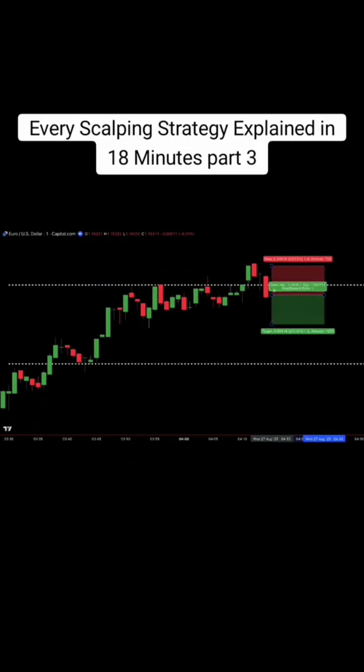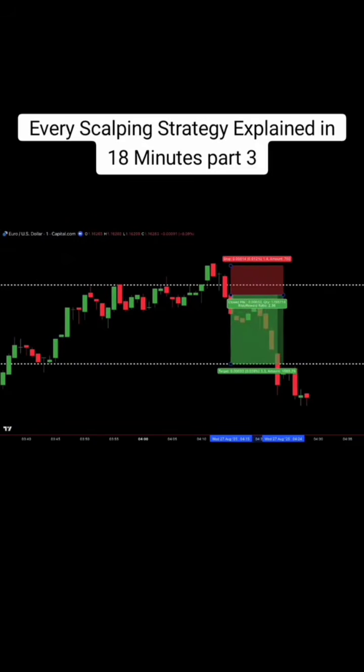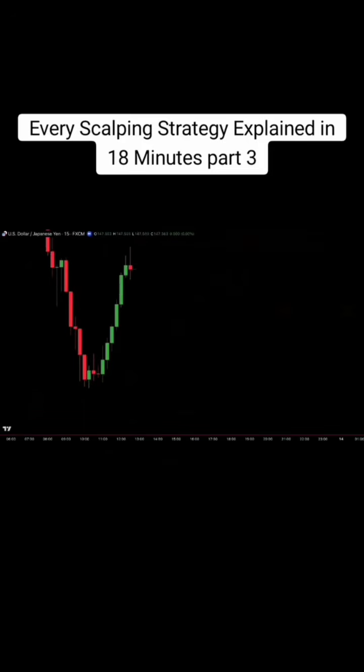You enter at the close of the candle that moves back inside the range. Your stop loss goes above the candle, and your target is the next high. Look at the result. The market reaches the target as expected. This strategy is not a holy grail. Always use proper risk management and trade it in the direction of the trend as explained in my previous videos on the channel. Now let's move on to the next strategy.